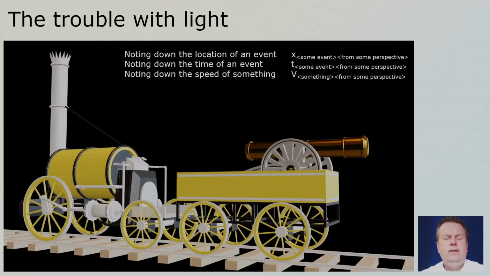But you do have to understand that if an observer writes down the coordinate x of some event, we write x and then the event, comma, from which perspective. In this case, you will always know who's talking about what. We do the same for time and we do the same for velocity. So here we go. It will make sense if you see the example.